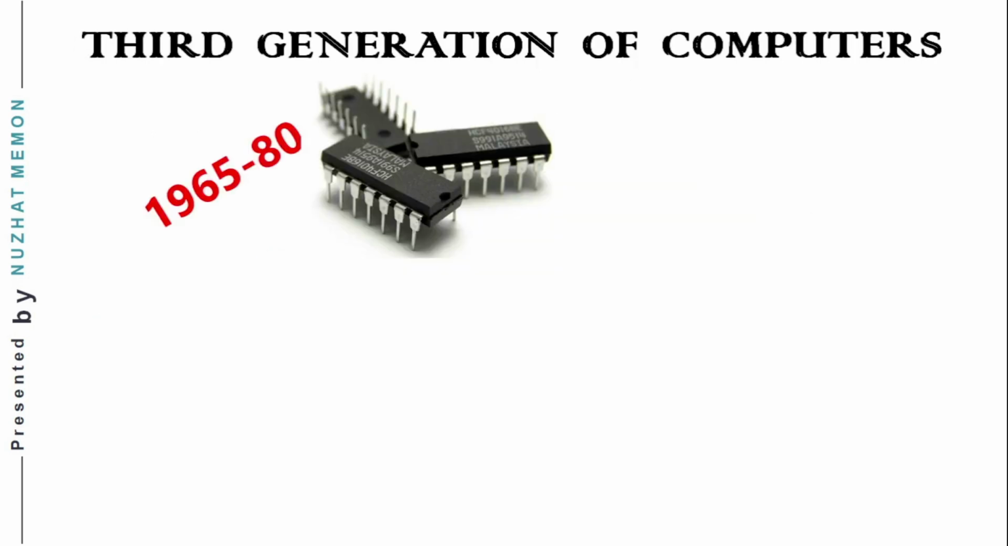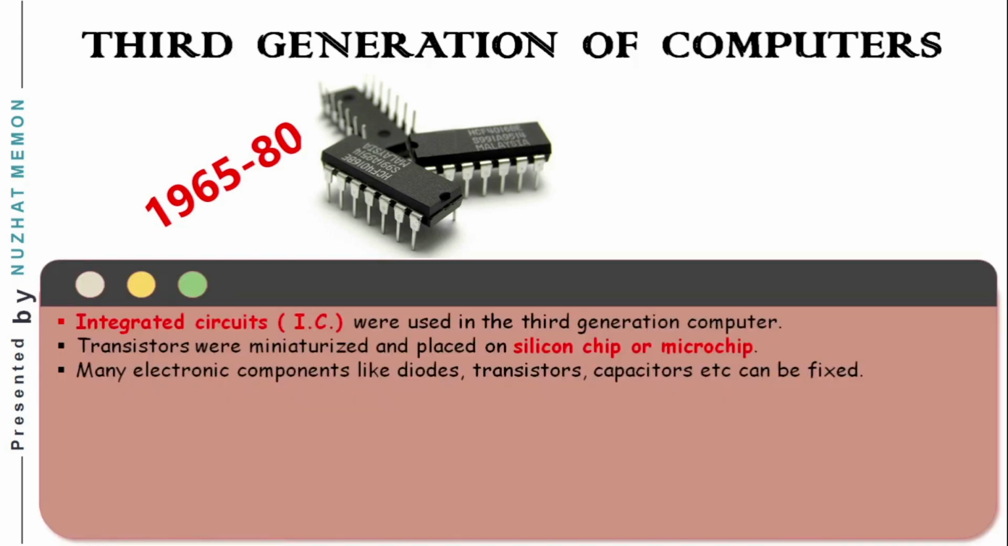Let's move toward our third generation of computers, which was between the years 1965 to 1980. As you can see in the image, the component shown is known as integrated circuits, that is IC. They were used in the third generation of computers. So this IC is also known as a small silicon chip or computer chip or microchip that replaced multiple transistors with a single chip. Instead of using individual transistors, the computers made in the third generation used integrated circuit technology.